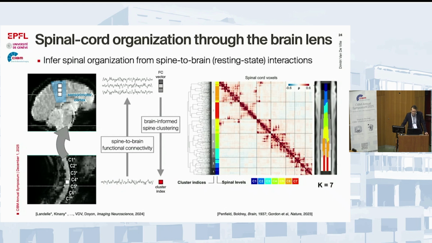And if you look at the clustered connectivity matrix, you see that it, again, very nicely brings out the rostrocaudal organization of the spinal cord, but this time based on the way the spine talks to the brain. Okay, so it's not the spine with itself, it's how the spine talks to the brain.